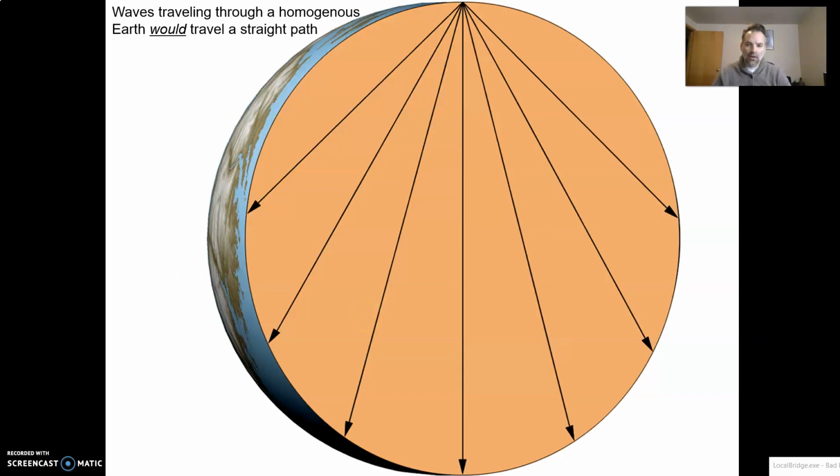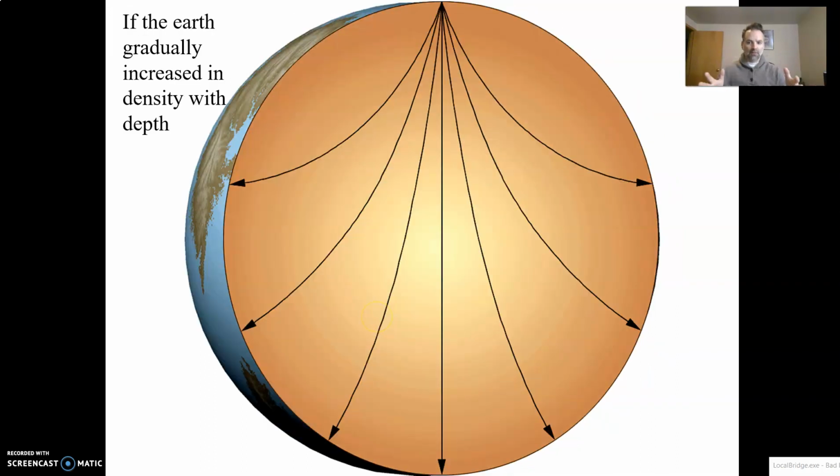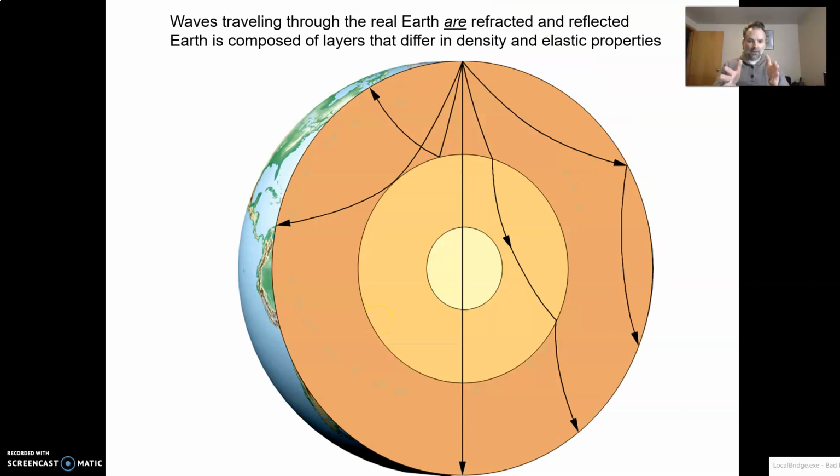This is a hypothetical cross-section through the Earth, and this is what it would look like if the Earth was 100% homogeneous. The waves would have a straight path through the Earth. This is an example if we gradually increase the density with depth. We'd get more curvature of these seismic waves. And here, this is the real Earth, and these waves travel, and they're reflected and refracted, and some go straight, depending on what type of wave it is. That's a function of the density and the elastic properties of the material.